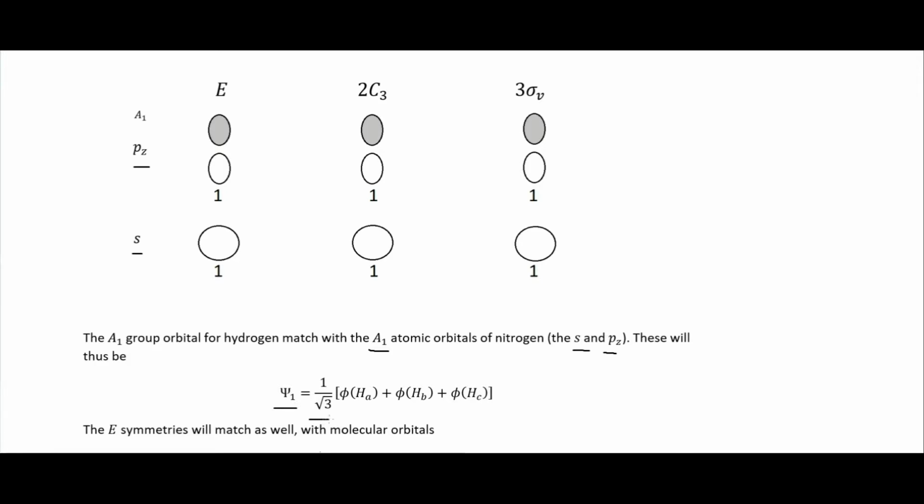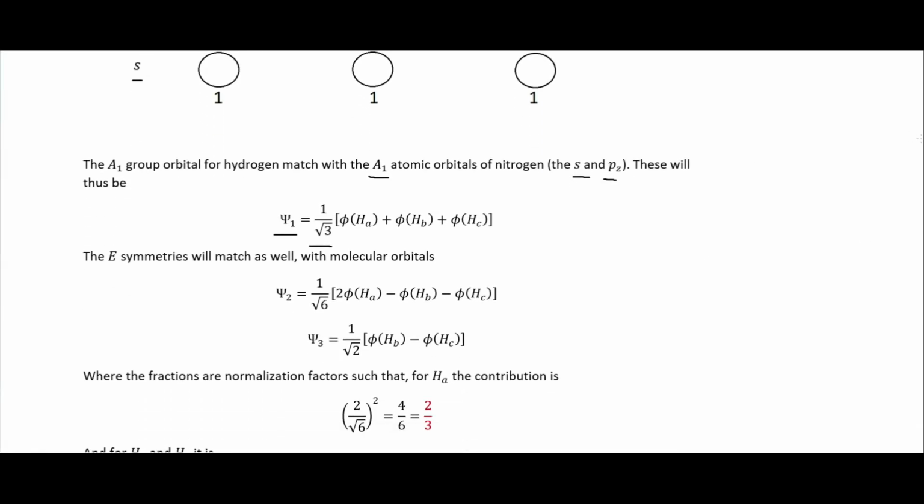And so once again, this 1 over square root of 3, I'll talk about where that comes from in a couple of videos from now when I get into the projection operators and going through that process. But for now, that's just a normalization factor, and so we see that this is multiplied by our phi 1 plus phi 2 plus phi 3, or the phi for the HA, the phi for the HB, and the phi for the HC.